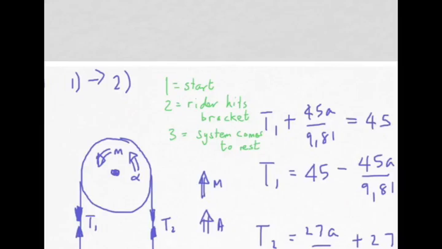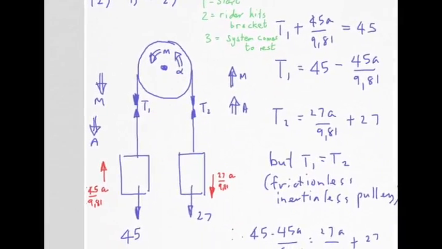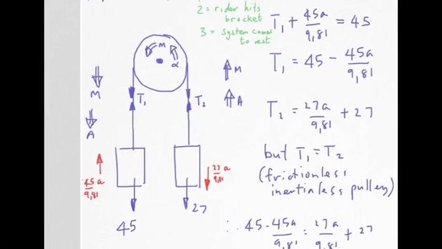So those three significant events. Event 1 is the start, event 2 is rider hits bracket, event 3 is system comes to rest. First things first, we're going to go 1 to 2, here to here, and we're going to draw what we have during that instance. So we have our pulley, we have tension on this side, tension on that side.